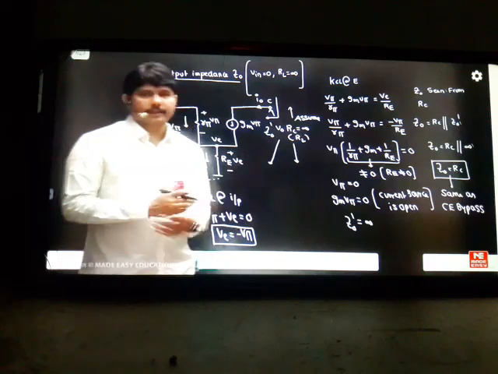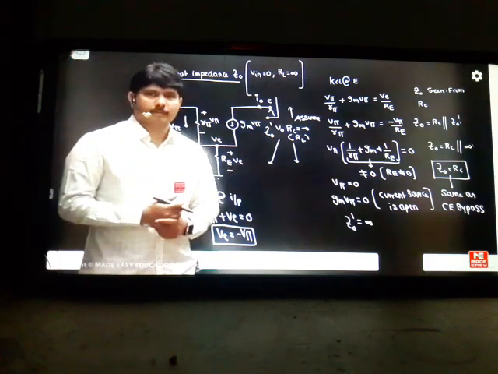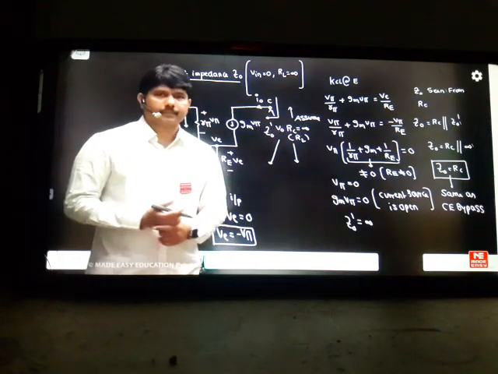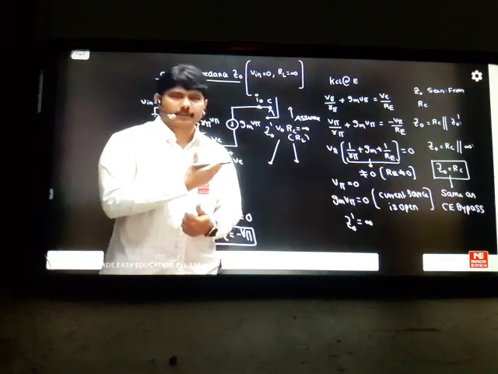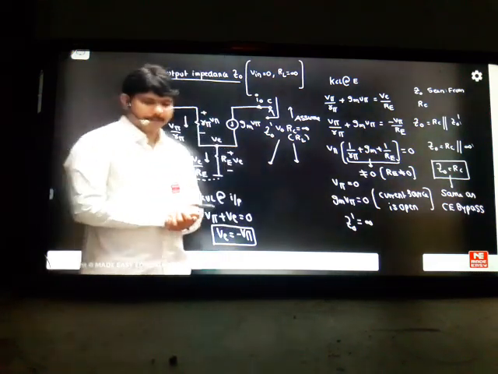Yeah, directly by seeing, we can also tell Vπ is 0, because there is no voltage at the top and bottom. But mathematically I'm explaining the content. They're all helpful for your conventional derivations also. Maximum conventional people will ask you this type of derivation. That's why I'm teaching step by step each concept and how to apply it. So let us see the very important step now.